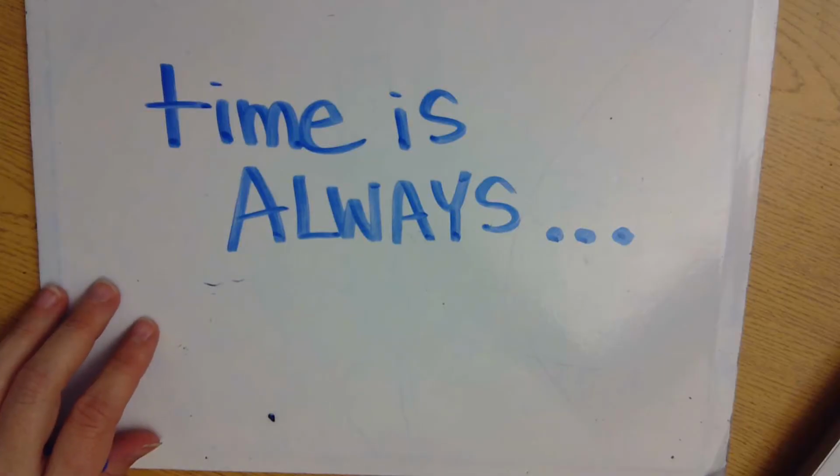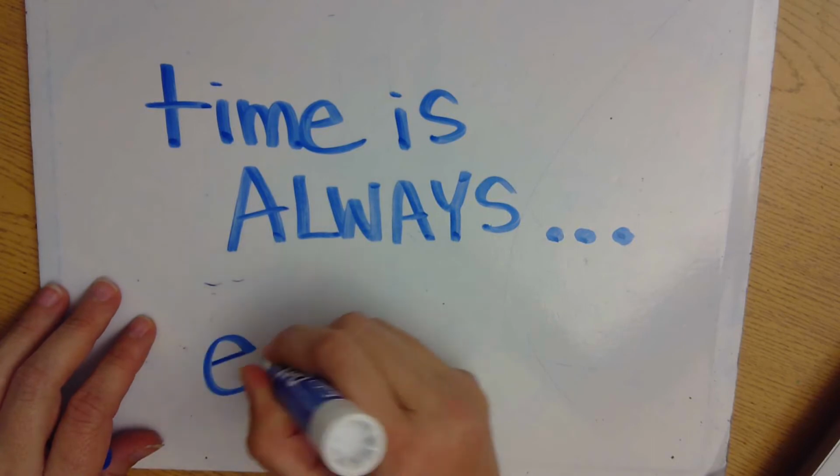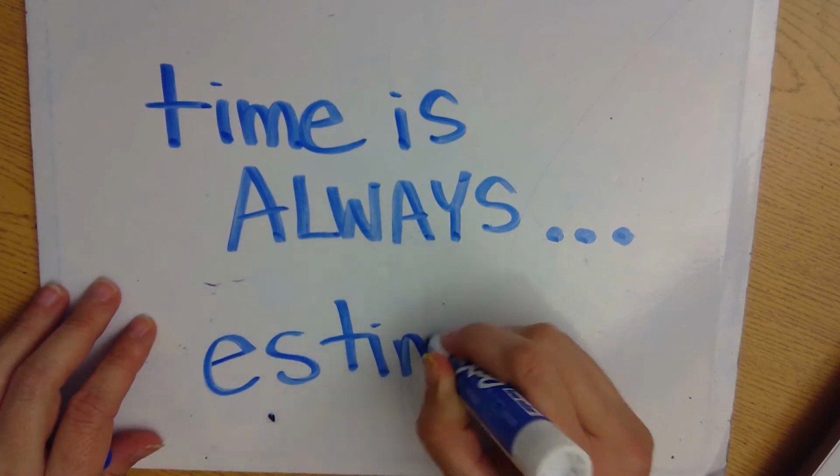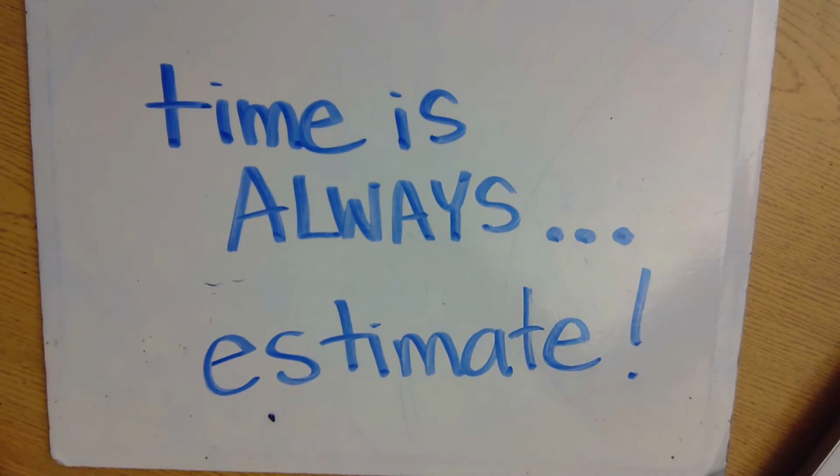When we think about the time, I want to tell you something. Time is always an estimate. Time is always an estimate because by the time you say the time, it's already a little bit later. So time is always an estimate. We're going to be learning a whole bunch about clocks and hour hands and minute hands.